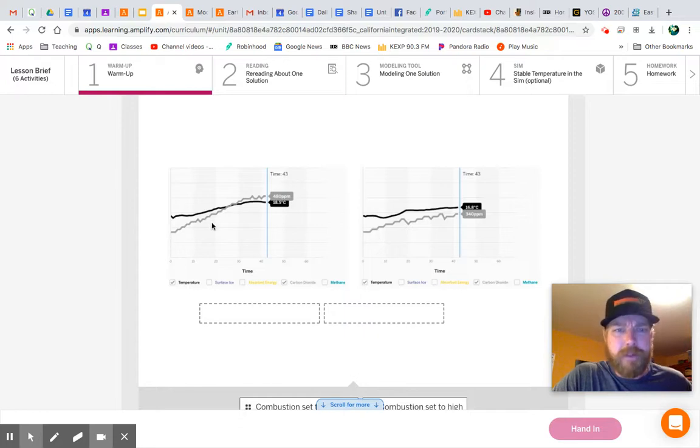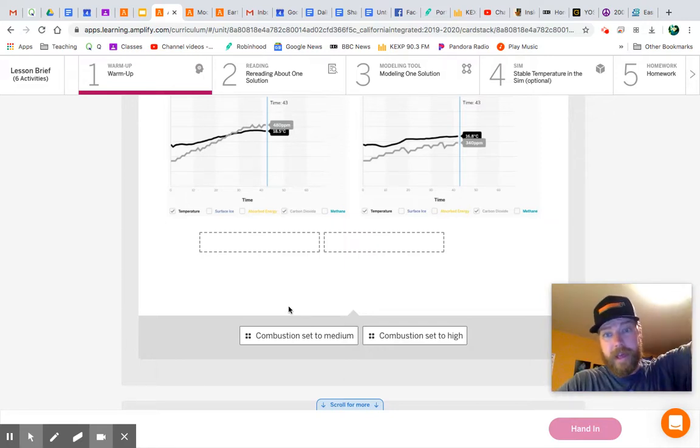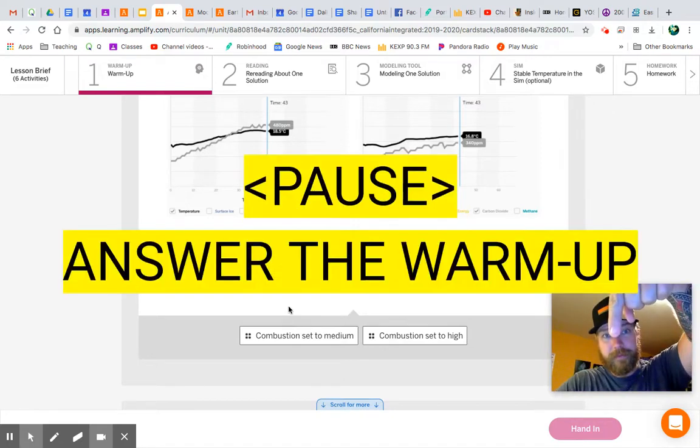Okay, so I'm interpreting these graphs here. Combustion per person: which one would be high, and which one would be medium? I can see I have temperature on the graph here. What's this gray thing? It looks like it's carbon dioxide, doesn't it? 480 parts per million, 340. Which one is combustion on medium, and which one is combustion on high? Go ahead, hit pause, and answer the warm-up.